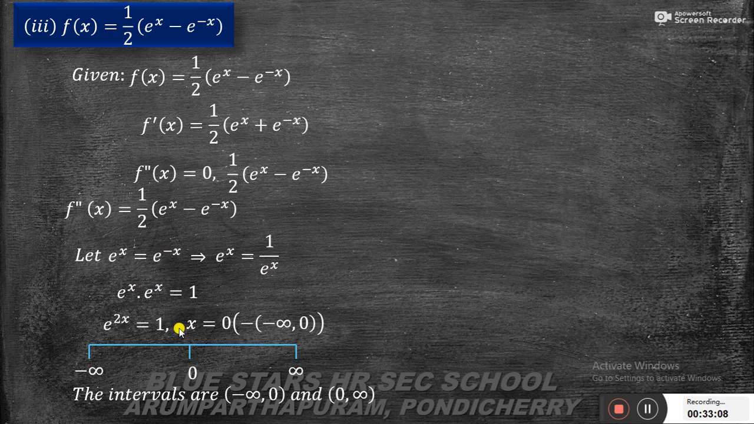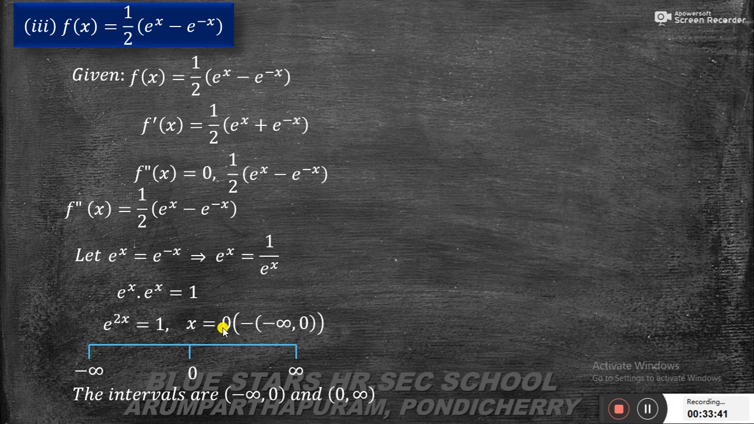So e power 2x equal to 1 means x equal to... I represent it here, because now I take the log on both sides. So log of e power 2x equal to log 1. The log and e cancel, so 2x equal to log 1. We know the log 1 value: log 1 equal to 0. So 2x equal to 0, which means the number is 0. So we take x equal to 0. Therefore the point is x equal to 0.